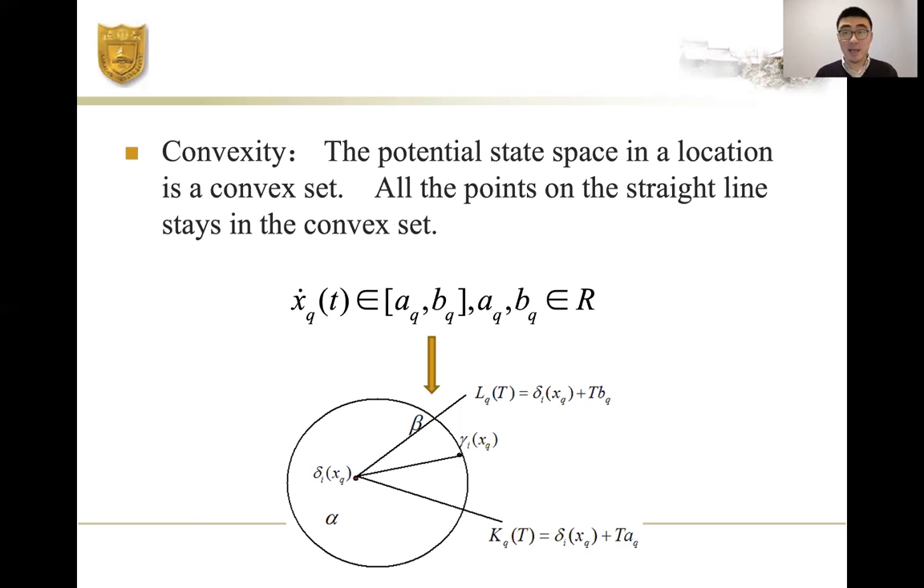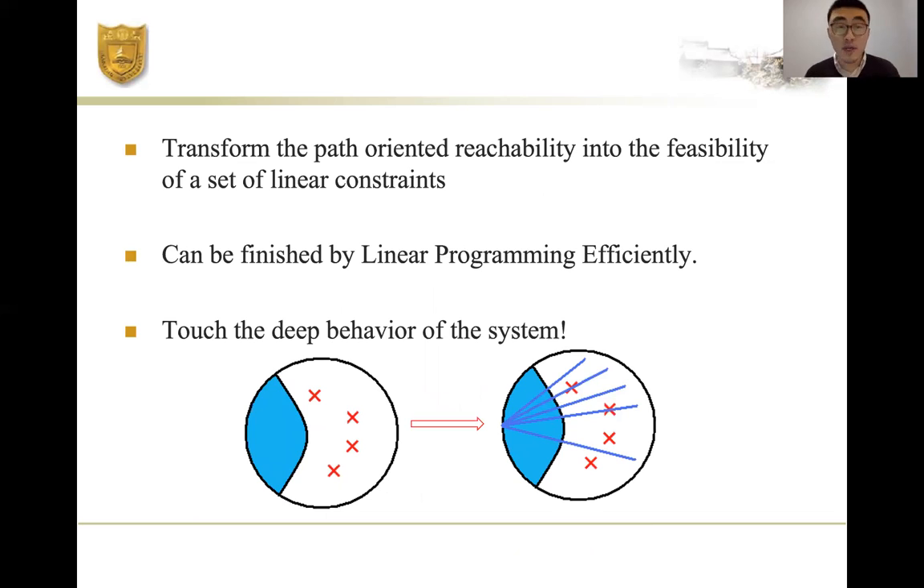Once we find these two states, we can make sure there will be some feasible behavior to connect them. So here we transform the path-oriented reachability into the feasibility of a set of linear constraints. And as everything here is linear, we can check them by linear programming efficiently. In this case, we can touch the deep behavior of the system in one pass. Then we can just enumerate the paths to do everything else.